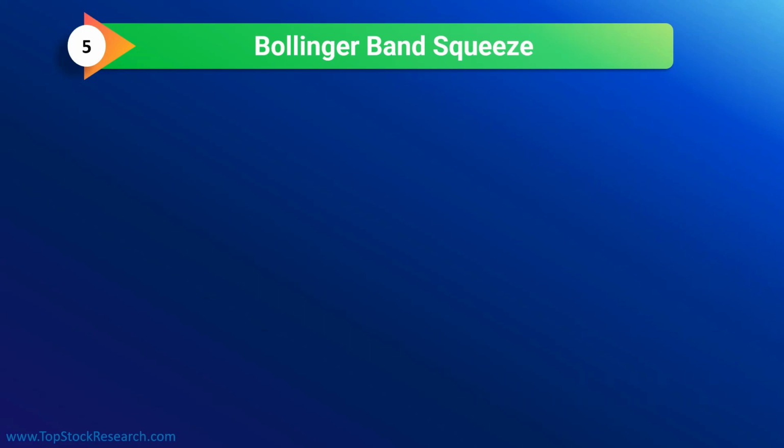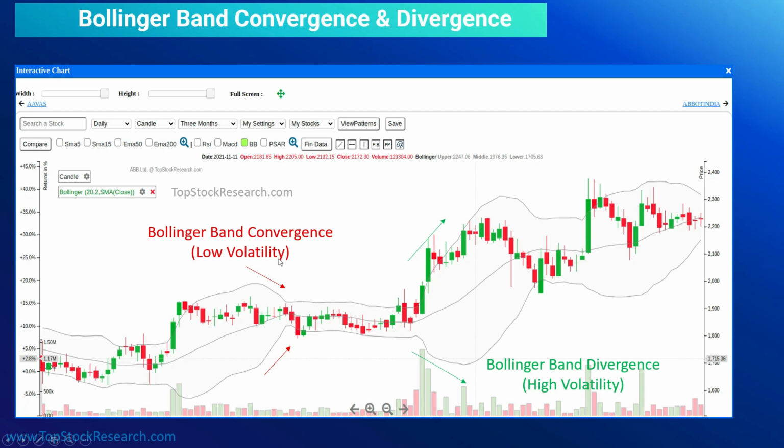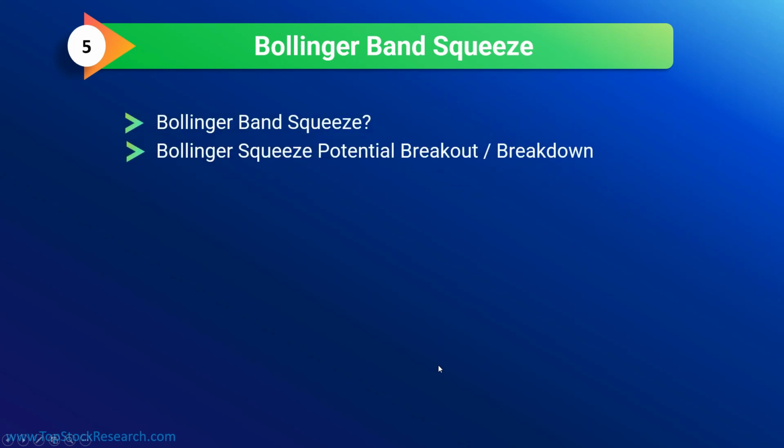Bollinger Band squeeze, right? The next thing we were discussing is basically the convergence. Similar to the convergence, in the Bollinger Band world it's called the Bollinger Band squeeze. Once the squeeze happens, what should you do? Once the squeeze has happened, what should you be doing after that? Bollinger Band squeeze, potential breakout and breakdown.